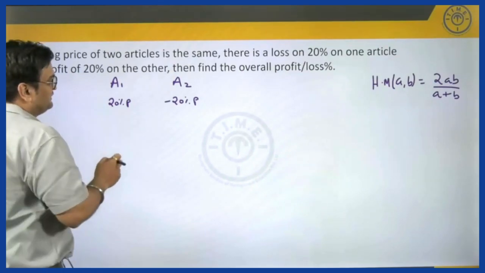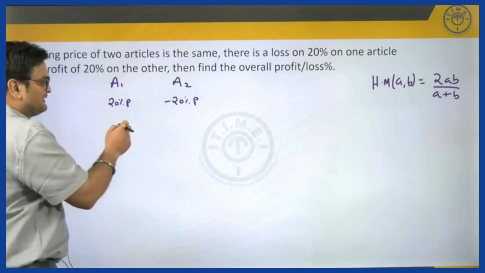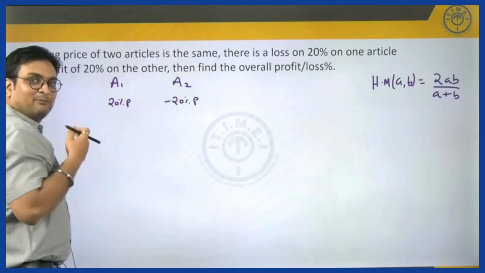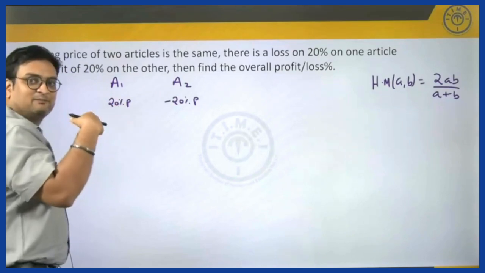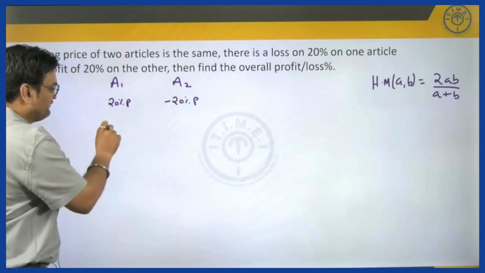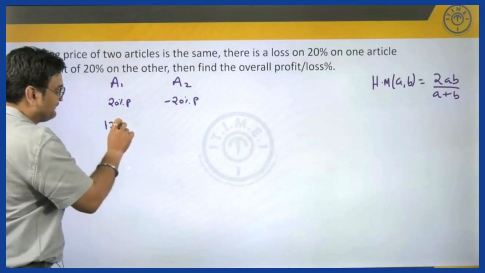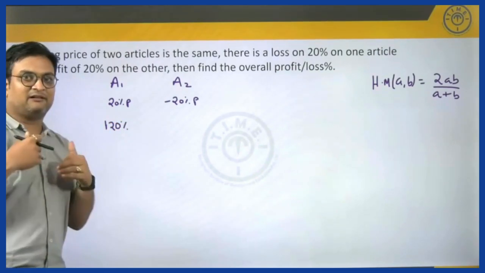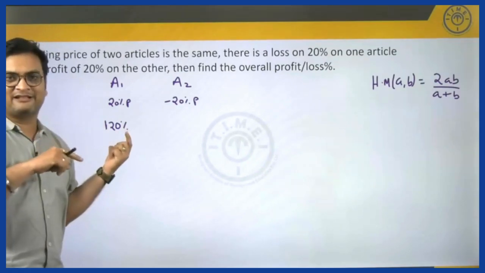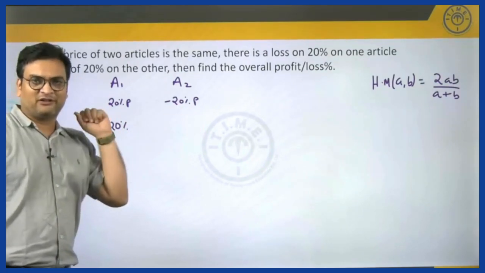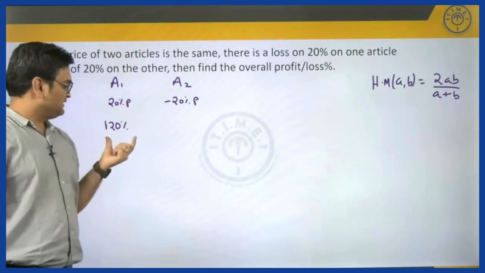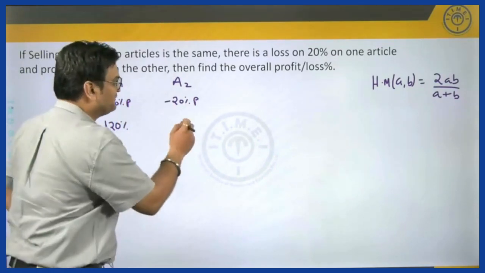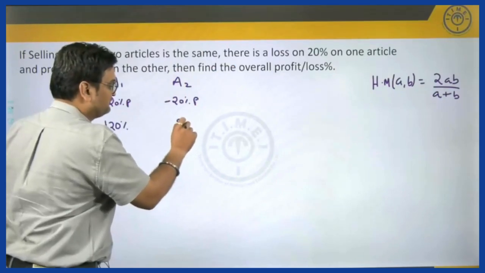Listen carefully. Let my cost prices be C1 and C2. In this case my selling price is going to be 20% more than C1, so it's going to be 120% of C1. I'm not writing everything here, but I hope you follow. For 20% profit and 20% loss: if the cost price is C1, selling price will be 120% of C1. If the cost price is C2, selling price will be 100 minus 20, 80% of C2.